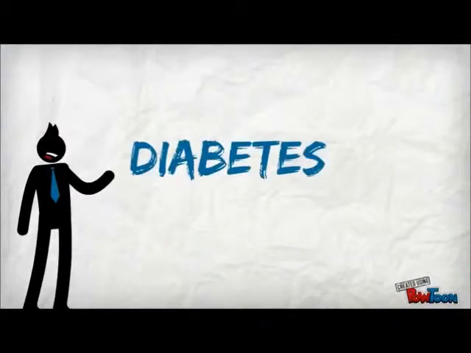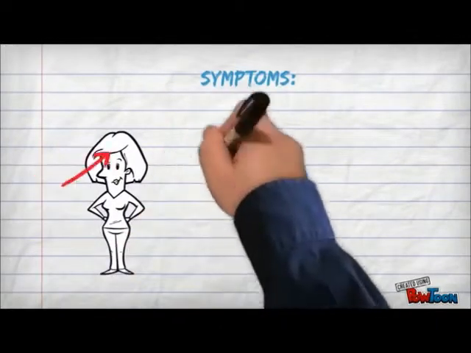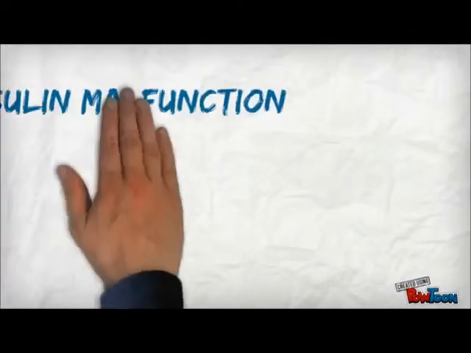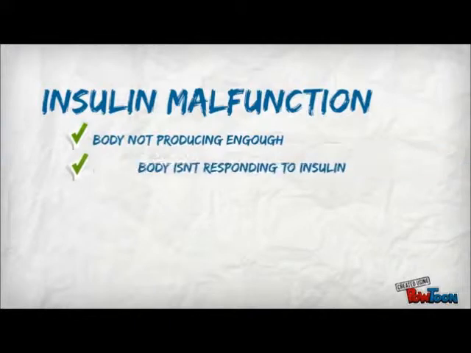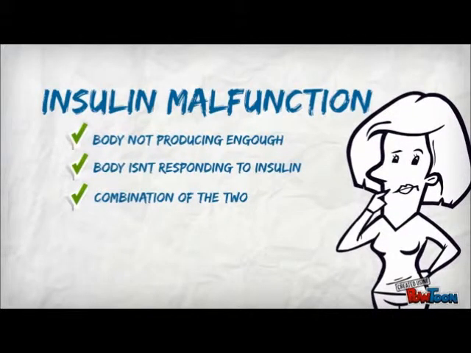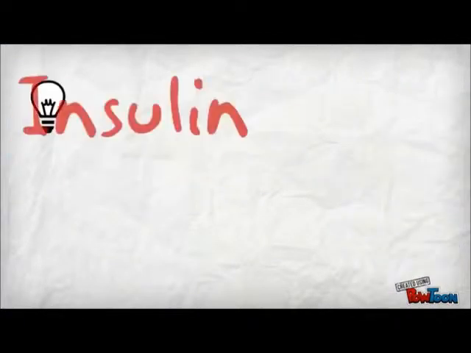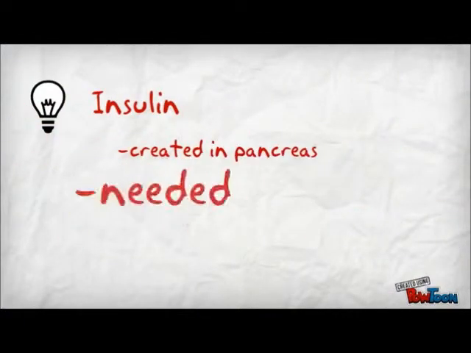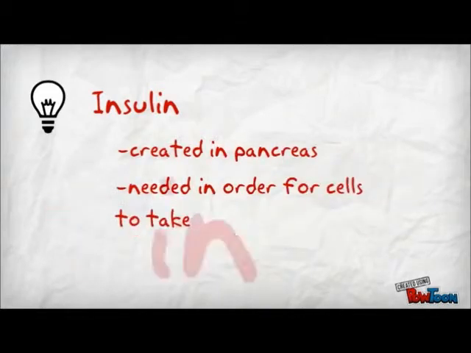Diabetes is a metabolic disease clinically known as diabetes mellitus. Someone with diabetes has high blood glucose due to an insulin malfunction. Either their body isn't producing enough insulin, their body isn't responding to insulin, or in some cases, a combination of the two. Insulin, a hormone created in the pancreas, is needed in order for cells to take in sugar.